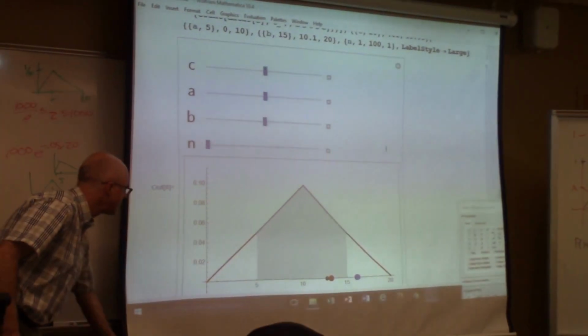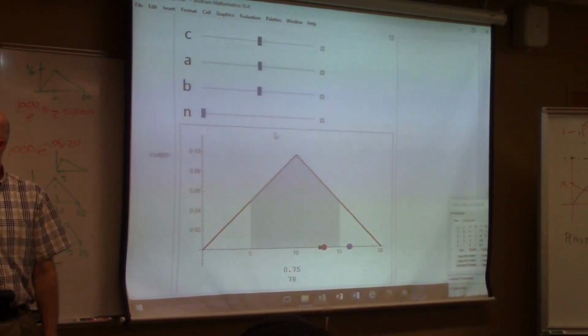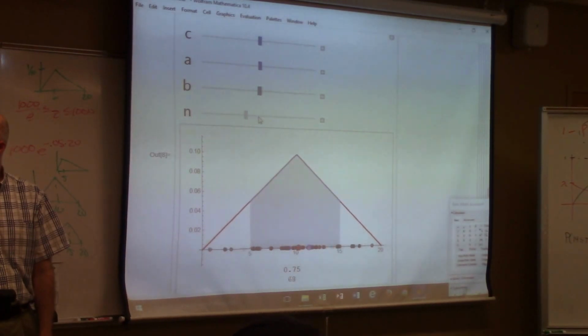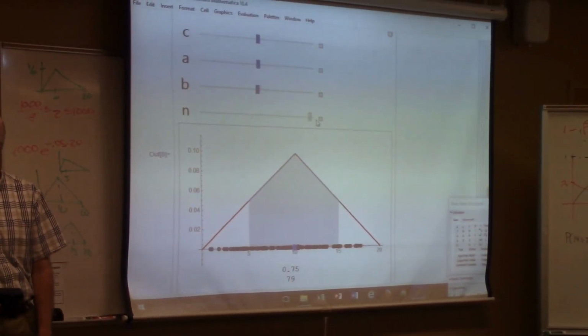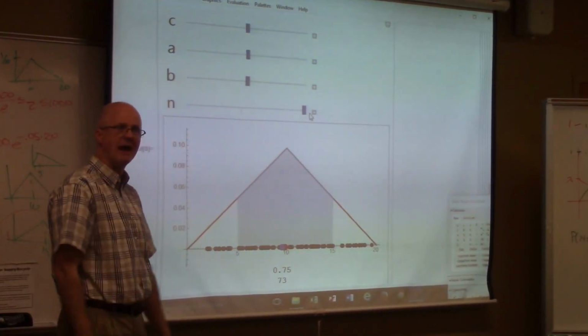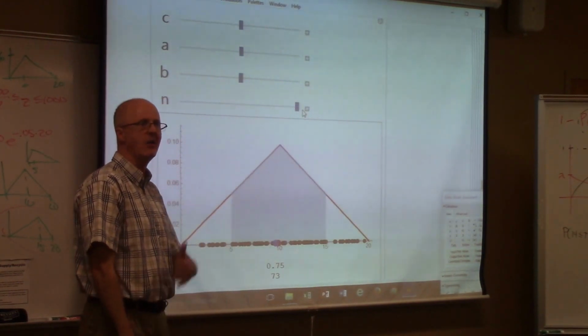So what is this showing? This is the lifetime of the washing machine. It's a simulation. Simulated lifetimes are the black dots. I'll let n go all the way out here. There are 100 black dots there. Each black dot represents one washing machine. How long did it last?